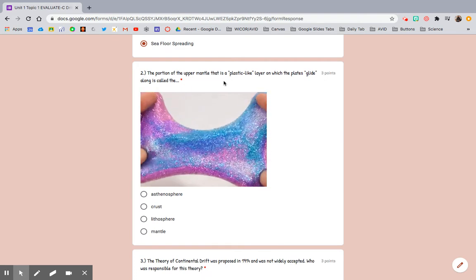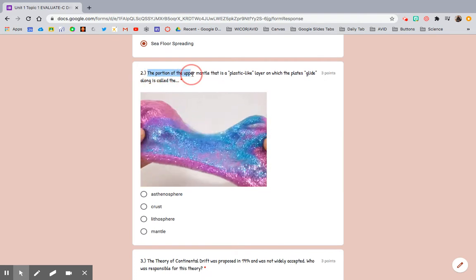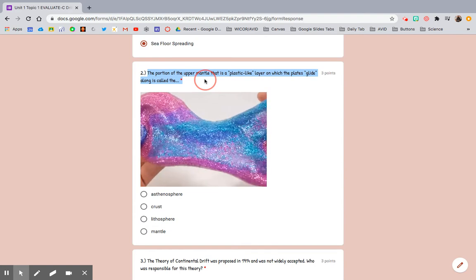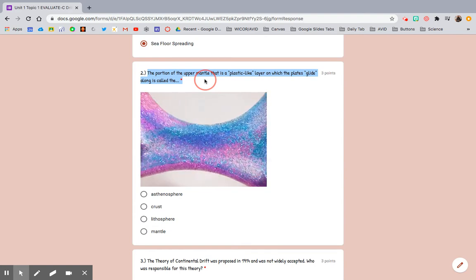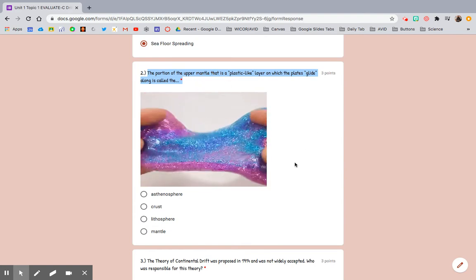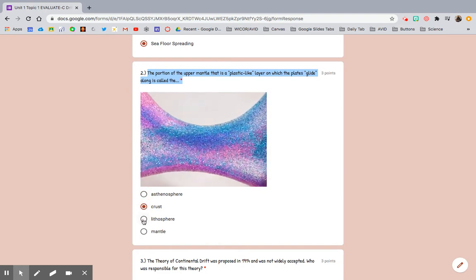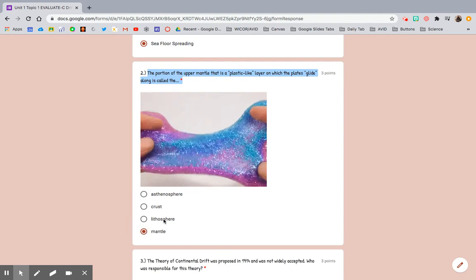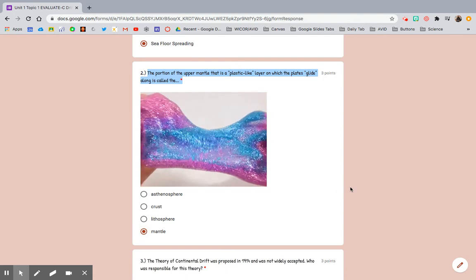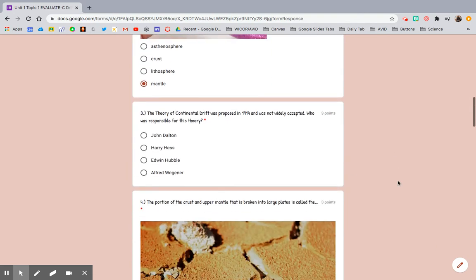Question 2, the portion of the upper mantle that is a plastic-like layer on which the plates glide along is called the blank. So is this called the asthenosphere, the crust, the lithosphere, or the mantle? And I have this little picture of silly putty because that layer of the earth reminds me of kind of silly putty.